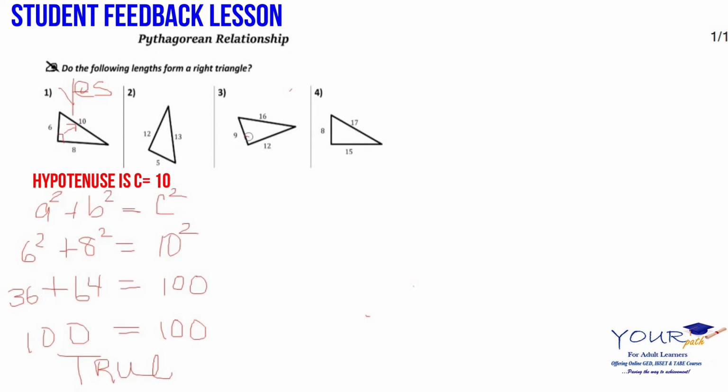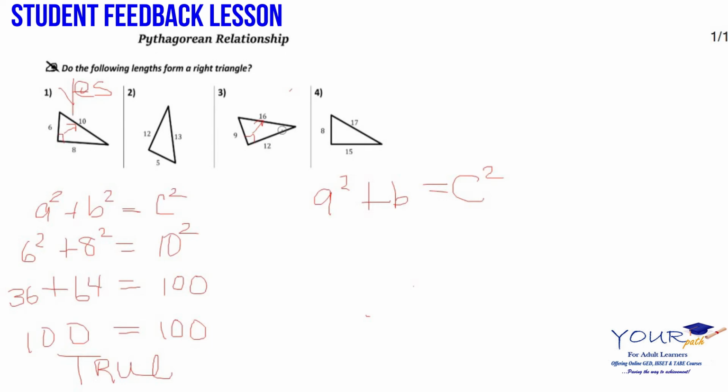For number three, our hypotenuse is going to be 16 because it's opposite the square here. It is also the longest length. So now using the Pythagorean theory, a squared plus b squared equals c squared, we can determine whether or not the lengths form a right triangle. Also keep in mind that the Pythagorean theory is only used for right triangles. That's very important to remember.